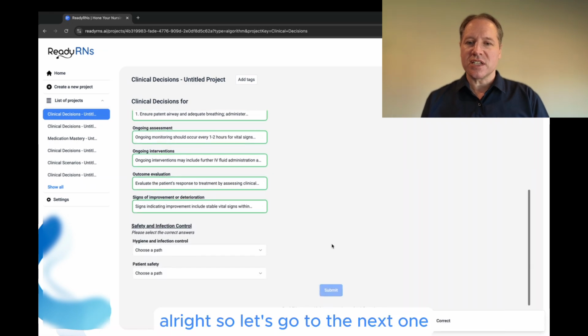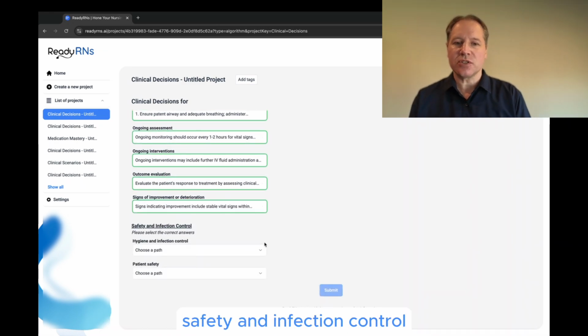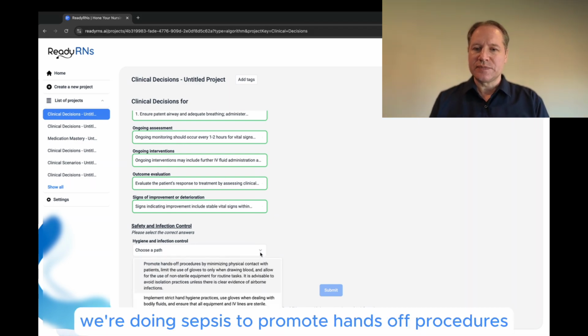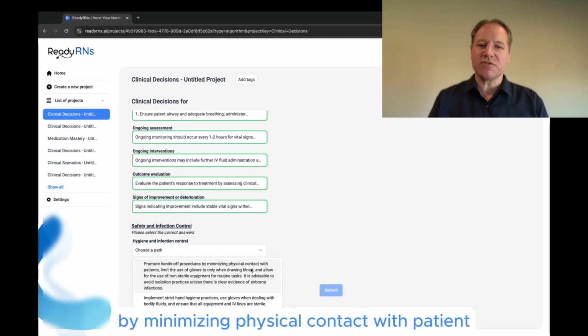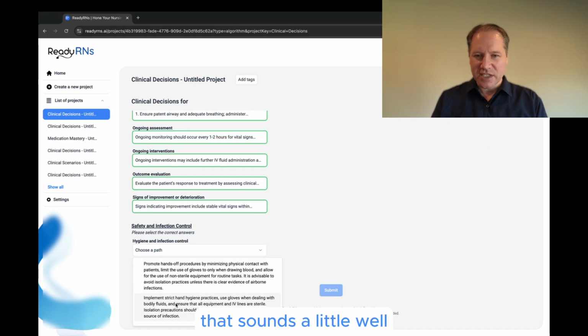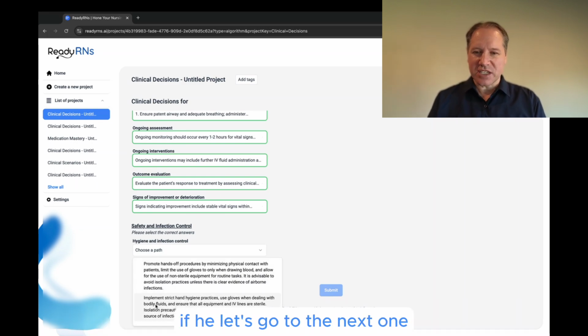All right, so let's go to the next one. Safety and infection control, actually super important considering we're doing sepsis. Let's promote hands-off procedures by minimizing physical contact with the patient. Limit the use of gloves to only when drawing blood. Okay, that sounds a little iffy. Let's go to the next one.